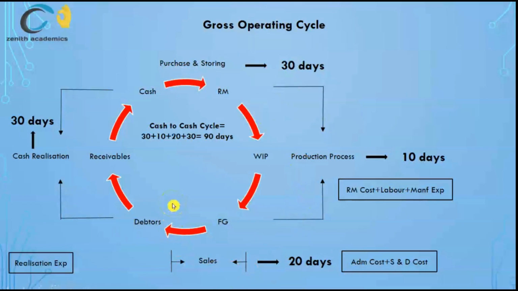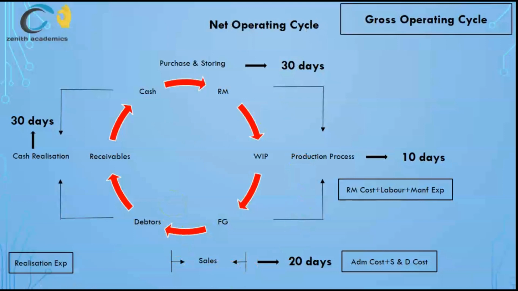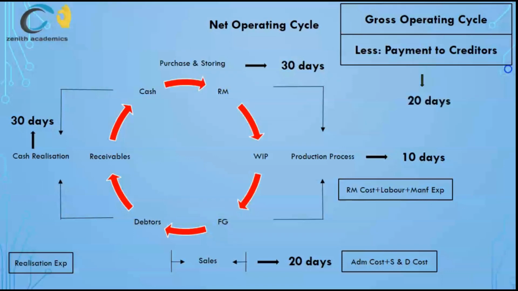Now, let's discuss the net operating cycle. So, the gross operating cycle is 90 days. If you deduct the time period provided by the creditors to pay from the gross operating cycle, you get the net operating cycle, okay? Suppose the payment to creditors takes 20 days. Then the net operating cycle would be 90 days minus 20 days. That is 70 days. Therefore, the net operating cycle is 70 days and the gross operating cycle is 90 days, right?